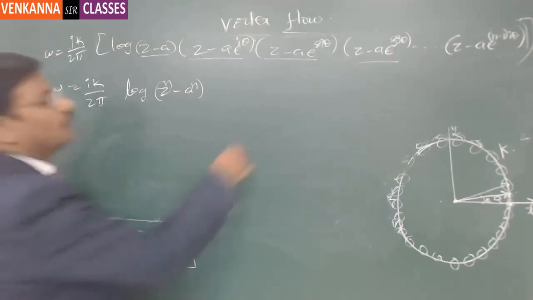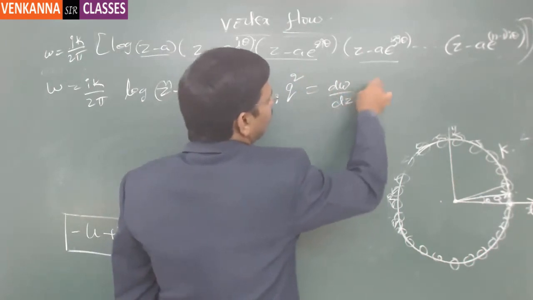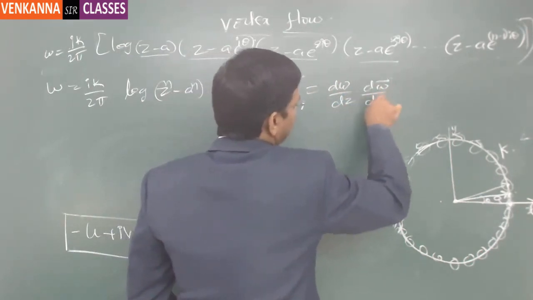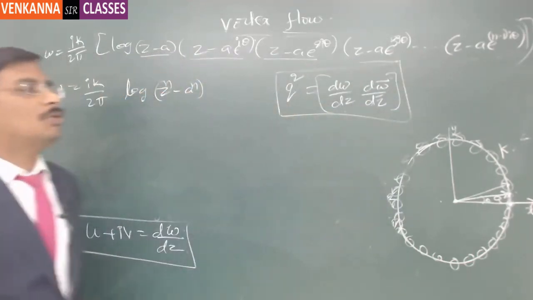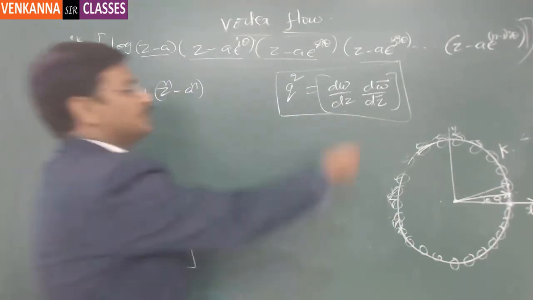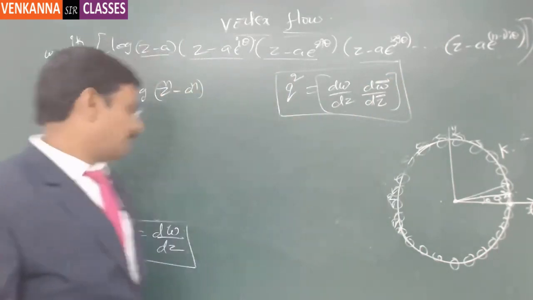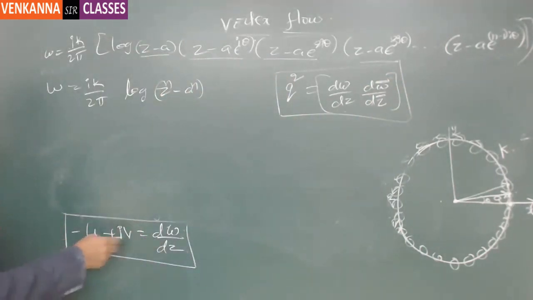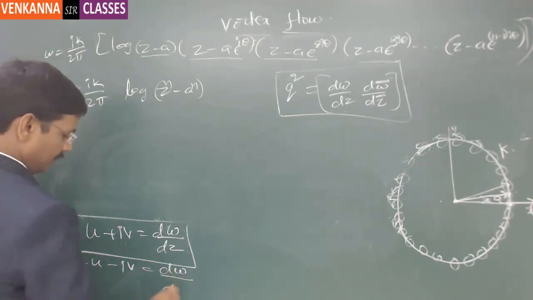So here we can identify the velocity q square as dw by dz times dw bar by dz bar. So this is the product of dw by dz and dw bar by dz bar. This will give the square of the velocity because dw by dz is nothing but minus u plus iv. Got it? And dw bar by dz bar is minus u minus iv.